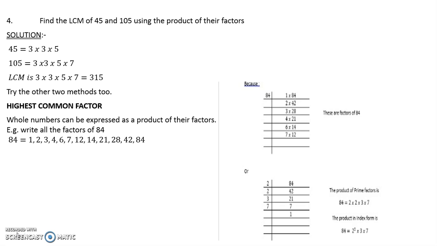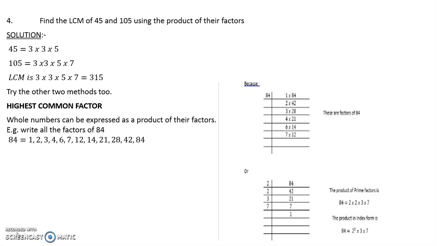You can see this on the right hand side. You have 1 times 84 is 84, 2 times 42 is 84, 3 times 28 is 84, 4 times 21 is 84, 6 times 14 is 84, 7 times 12 is 84. All these are factors of 84.